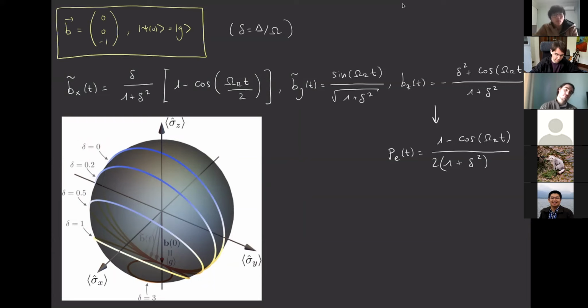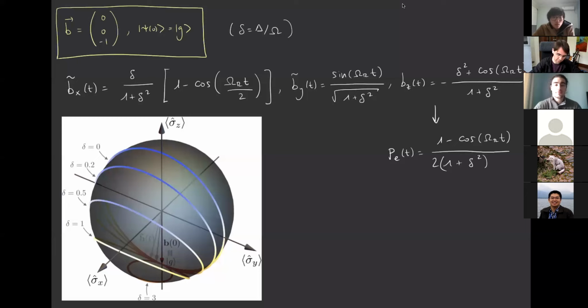In the case of delta equals 0, we saw that we get a circle that goes just between the x and y axis. So we go from the ground state all the way up to the excited state, and then back to the ground state, and then back up to the excited state. And we will have oscillations between the ground state and the excited state. So this corresponds to this circle here, delta equals 0.